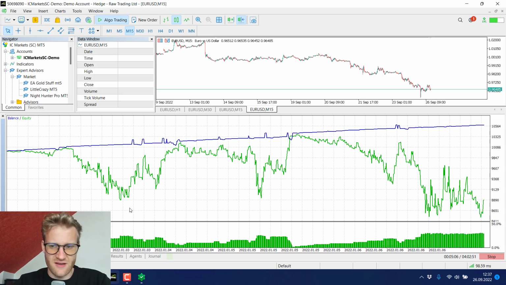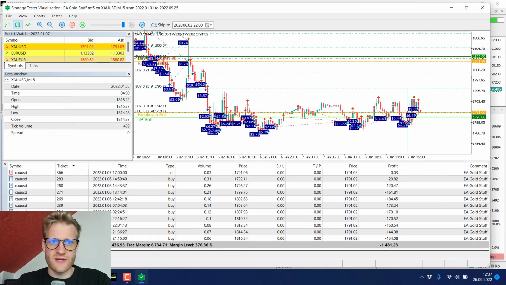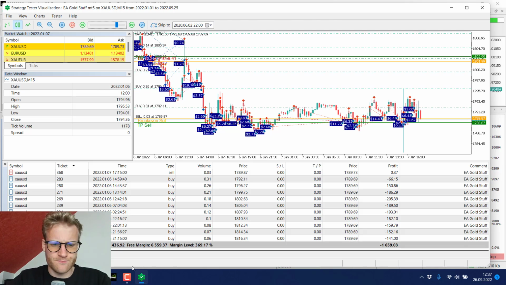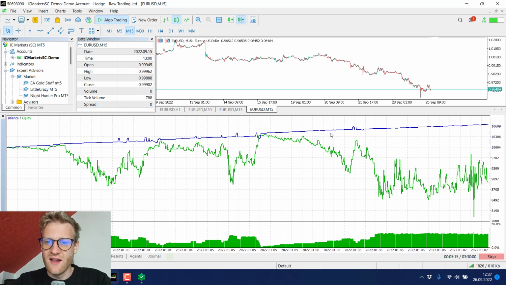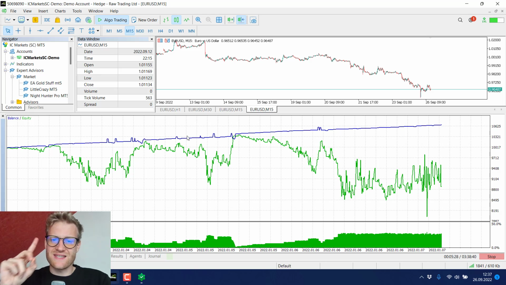So let me close the tester and let's have a look here. What we can see here, and this is a really interesting part right now in the test, you can see two lines. The lower line is the equity, which also takes into account the open positions. The upper line is the balance, which are only the closed positions. So the balance looks pretty good. It's always going up.